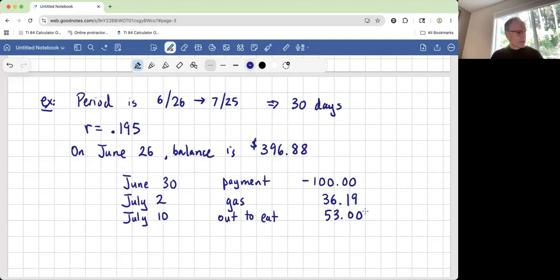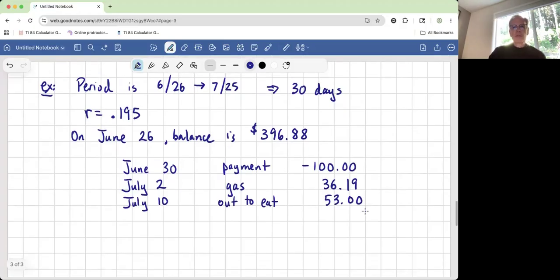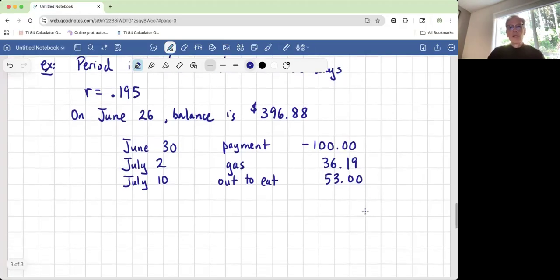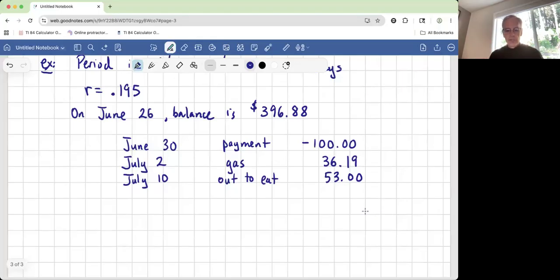Credit card companies really do what you're about to see here, and they really charge you interest the way I'm about to show you. Okay. So we're going to split this month up into four multi-day periods. The first multi-day period runs us from June 26th through June 29th, because on June 30th, my amount that I owe is going to go down by $100.